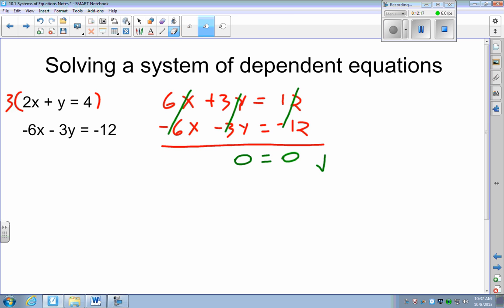Why is that? Why do we have an infinite amount of solutions when we come to this conclusion right here? Well, let's take a look at this. What if we took a -3 out of this, divide this by -3?